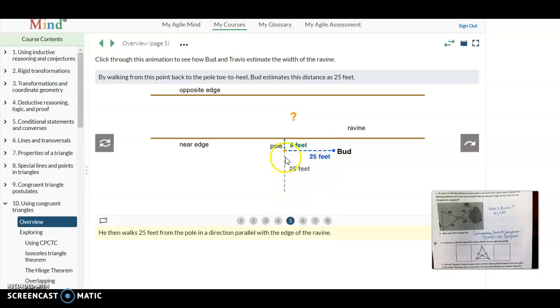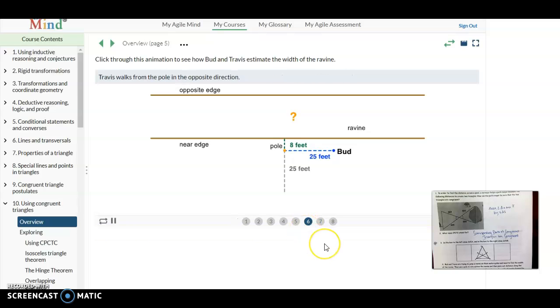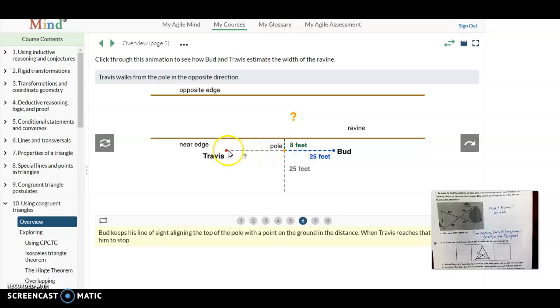So he was standing 25 feet away, so he walks in a perpendicular fashion to that 25 feet off here on the ground. So remember, his goal is to be able to measure on the ground since he can't measure directly across the ravine. So now Travis is going to get involved in this math process. Travis is going to walk away from the pole until that same eyesight distance is included here.